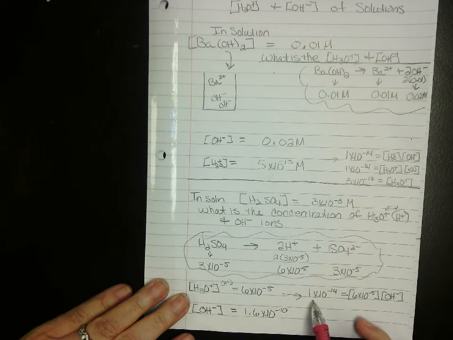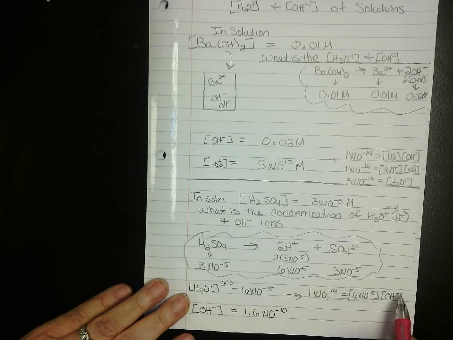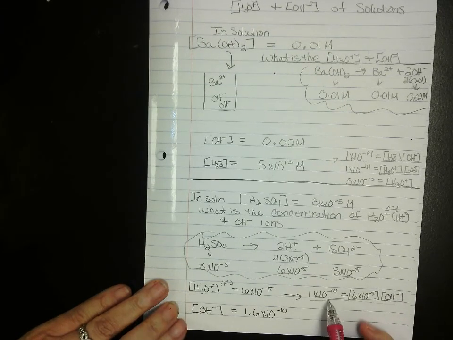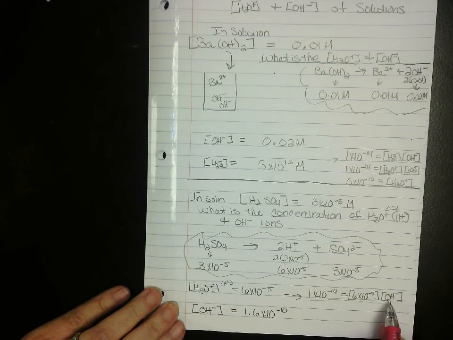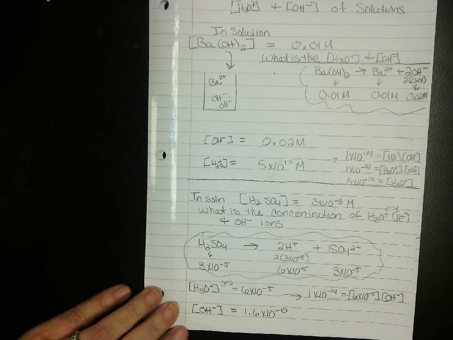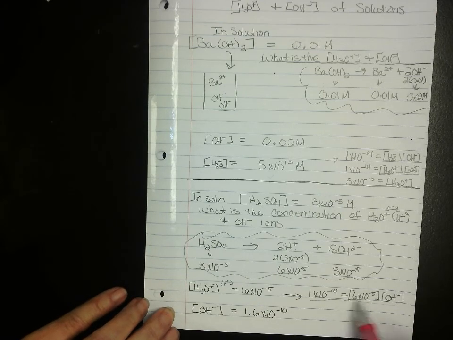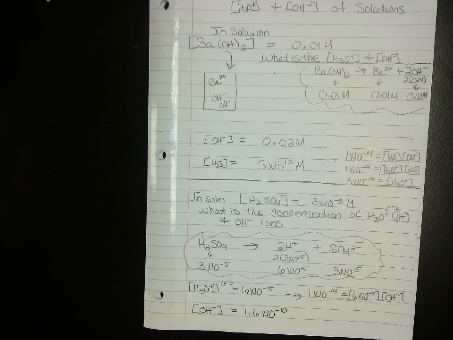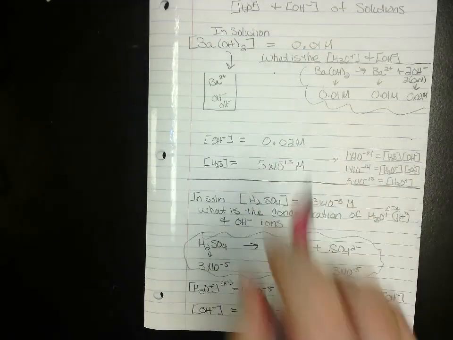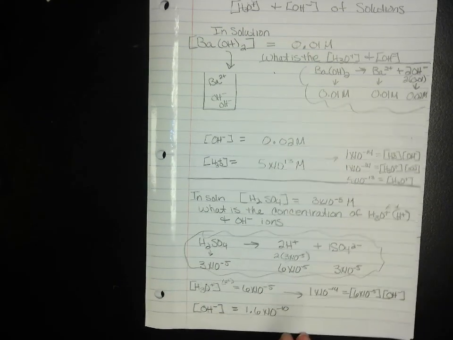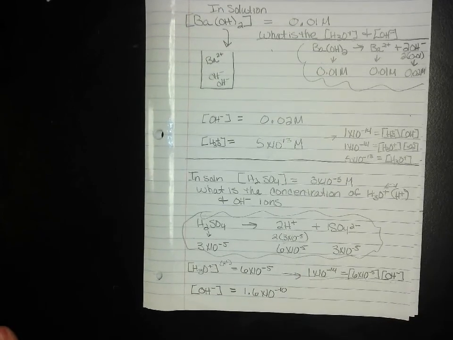I'm just going to plug that into my equilibrium expression for water, my ionization constant for water, and I'm going to solve for the OH just like we did up here, only now I'm solving for OH, and I get 1.6 times 10 to the negative 10th. Just a reminder, I'm solving for OH. You got to divide both sides by 6 times 10 to the negative 5th. Okay? And don't worry about sig figs right here. These are just examples. There you go.